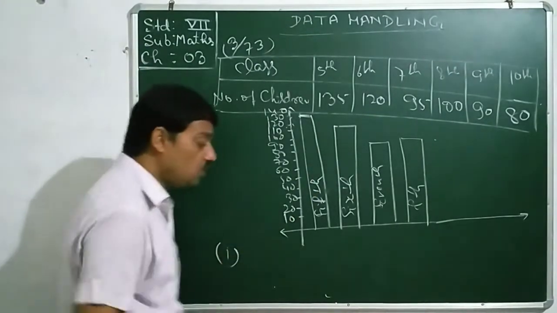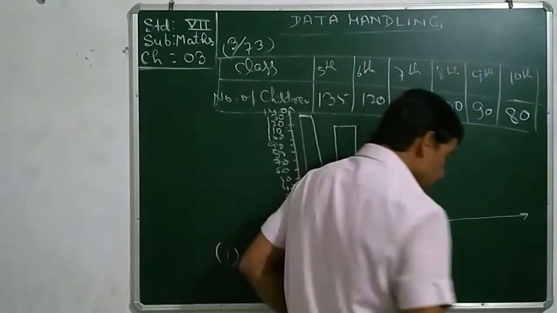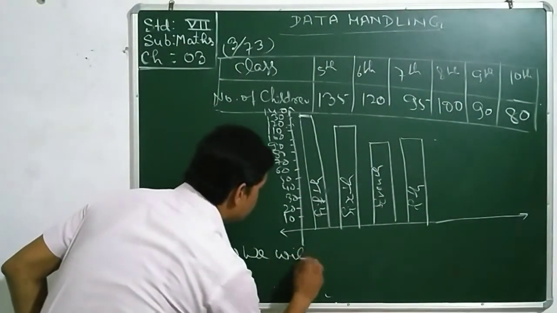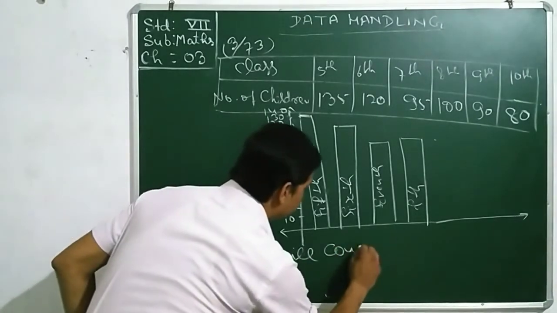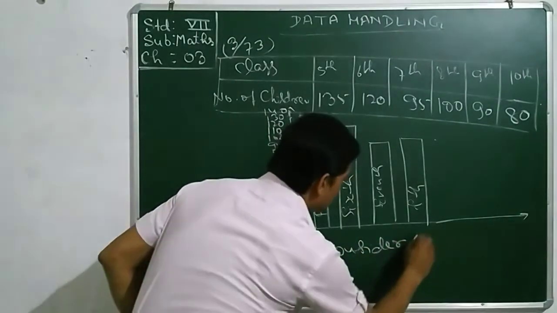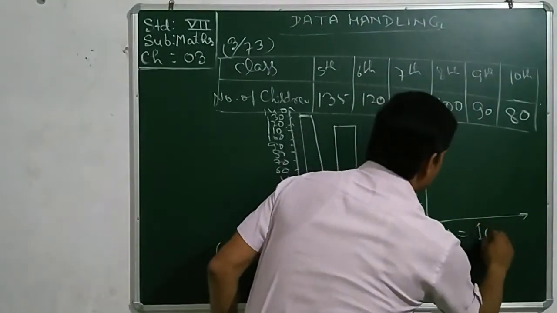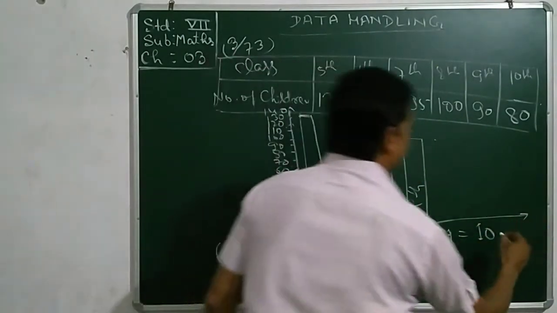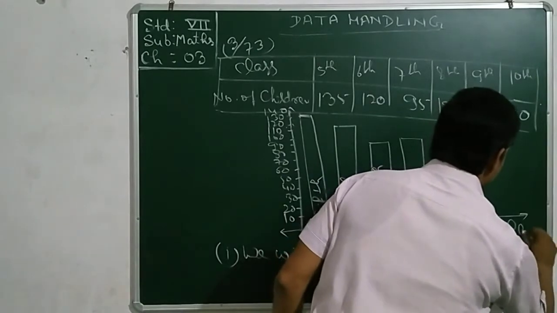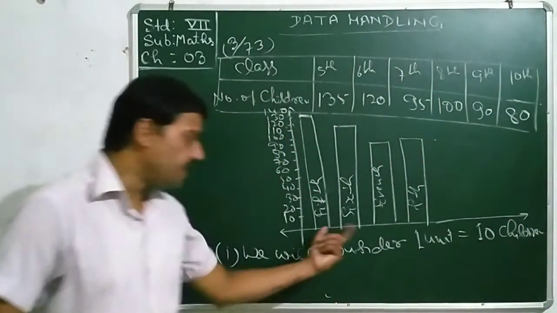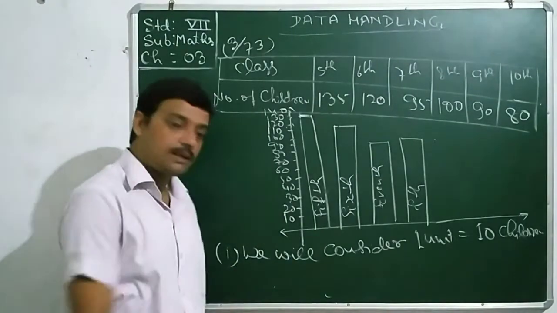So for the first part you will answer: we will consider 1 unit equal to 10 children. 1 unit equal to 10 children, as shown in the scale.